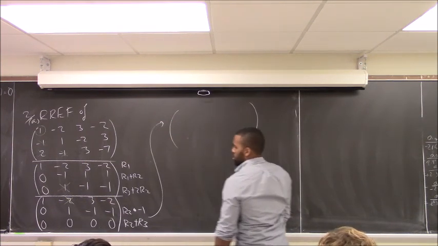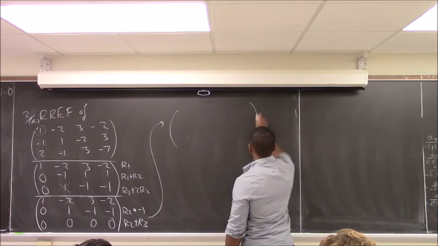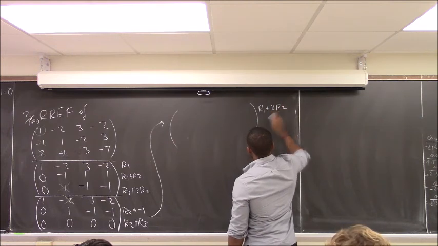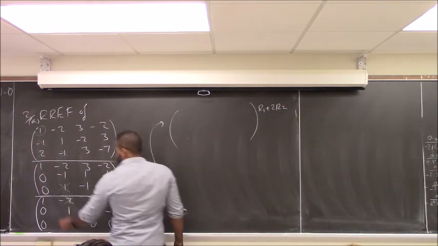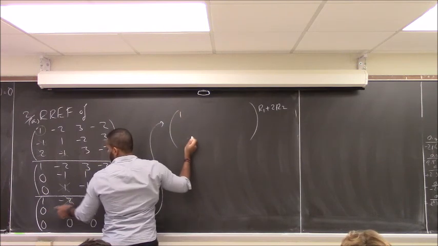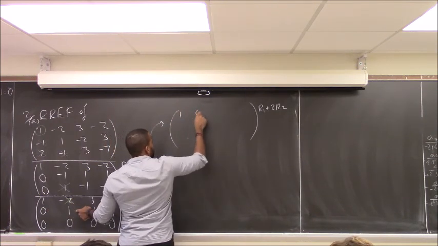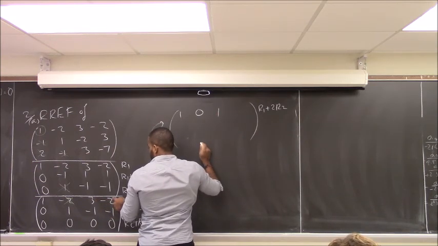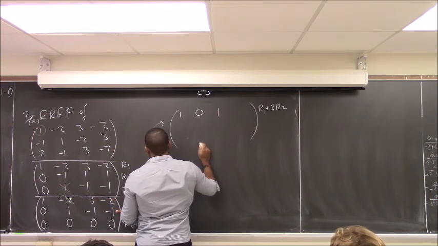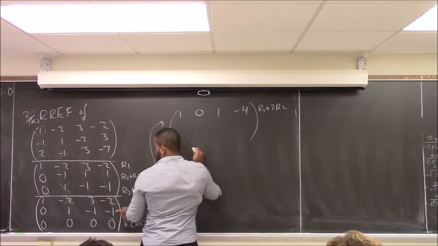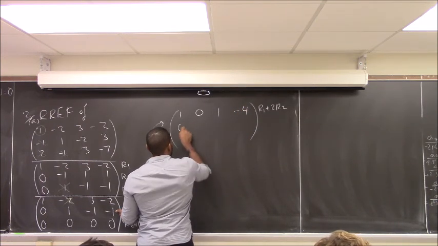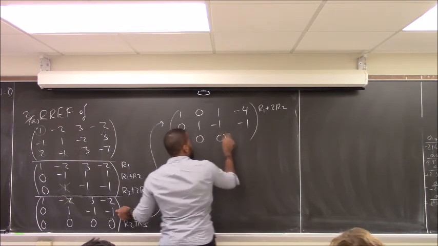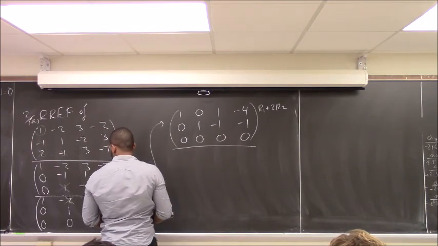So I can actually do that by saying row 1 plus 2 times row 2. We'll do that. 1 plus 2 times 0 is 1. Minus 2 plus 2 times 1 is 0. This plus 2 times that, 1. This plus 2 times that, minus 4. And then this is actually fine. And then that's actually fine. So that's the reduced echelon form.